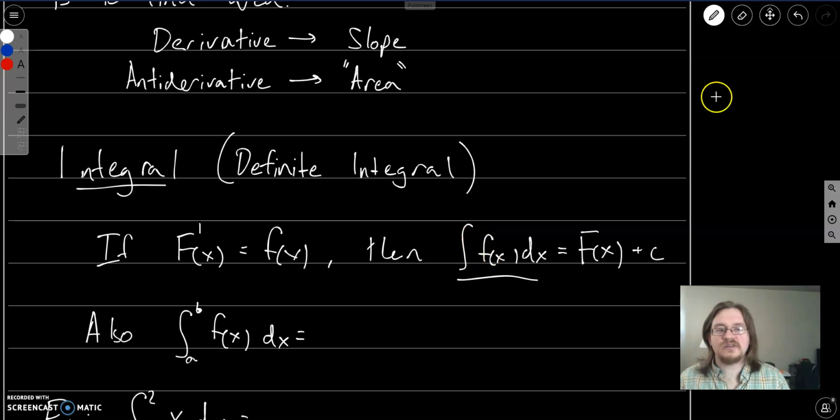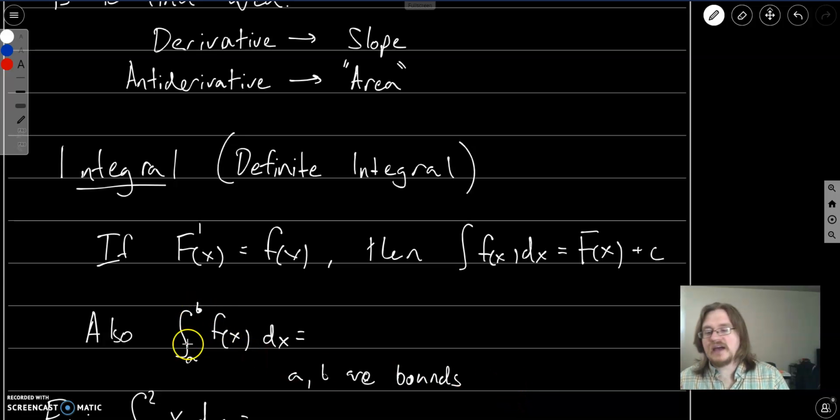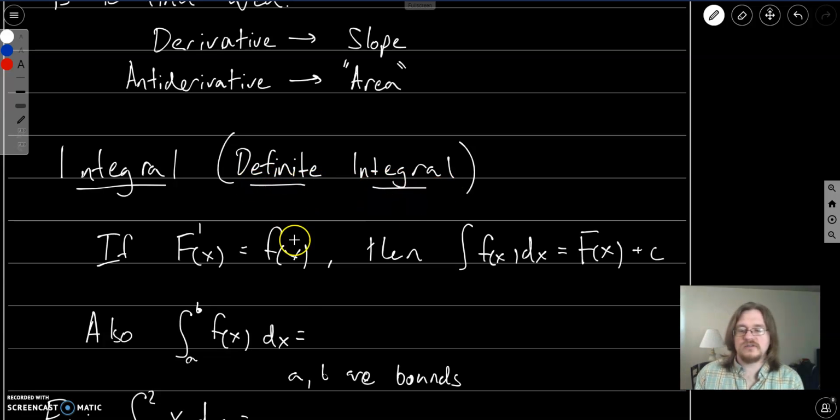However, we can change the notation here slightly. Rather than just having this integral sign out front, we can put the integral sign out there with a and b, and a and b are called bounds. So these are called the bounds of the integral, and by putting those bounds there, it becomes what is called an integral, or you also hear this referred to as a definite integral. And this again has a very specific meaning based on what the antiderivative is.